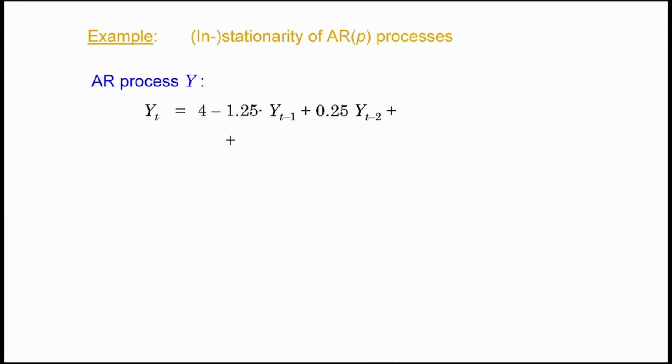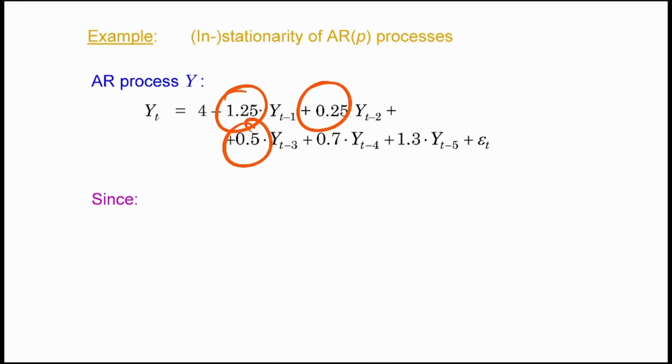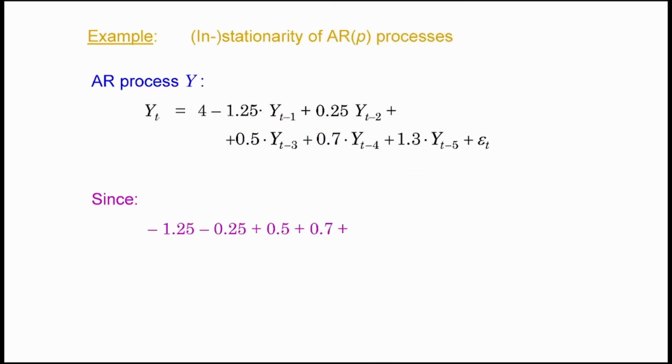Anyways, let's see, for example, this one. This is an AR5 process, as you see. Now, look at these coefficients. Simply take the sum of these coefficients. You might be suspecting something. If you sum them up, which I did, you find that it is equal to 1. If the sum is equal to 1, no way the process is going to be stationary. No way. If it's greater than 1, it's even worse.